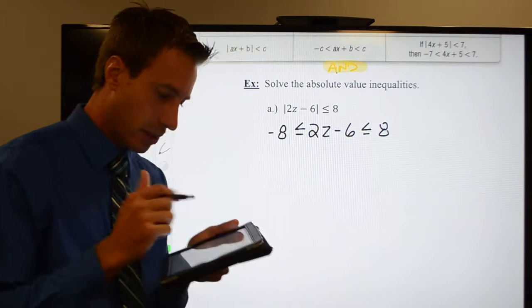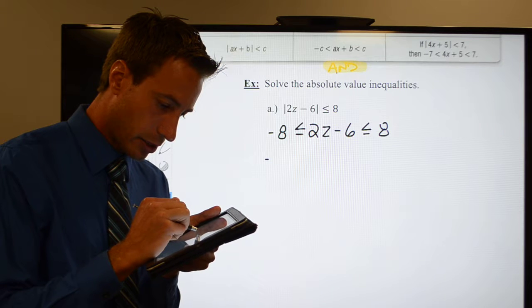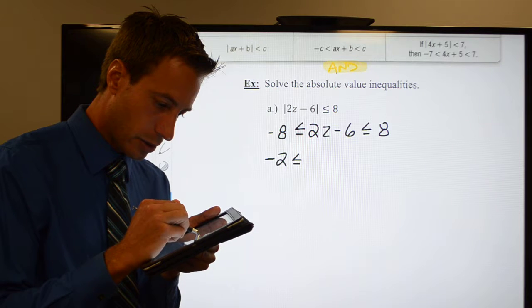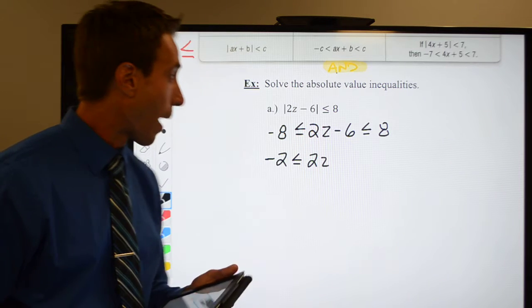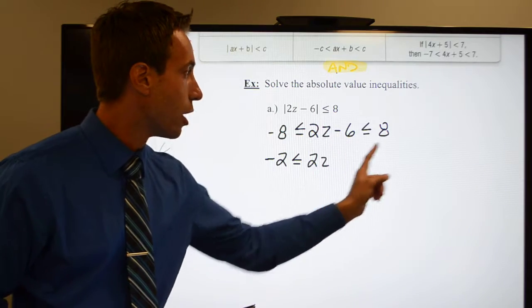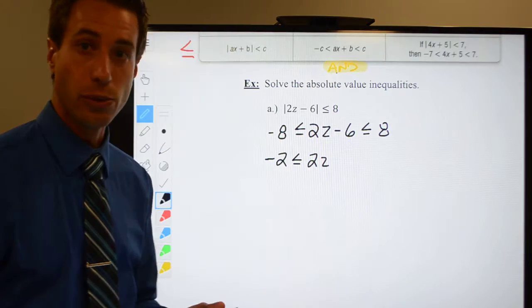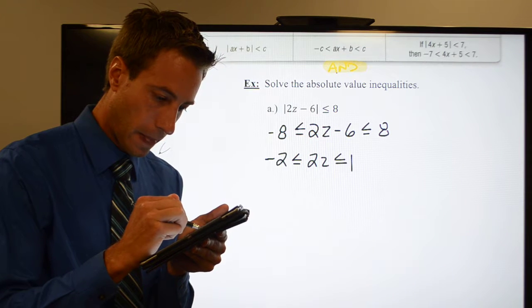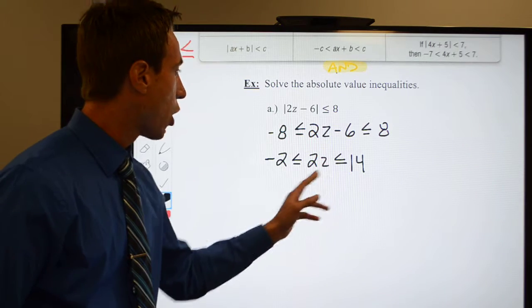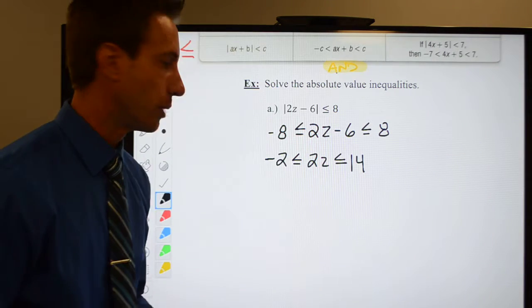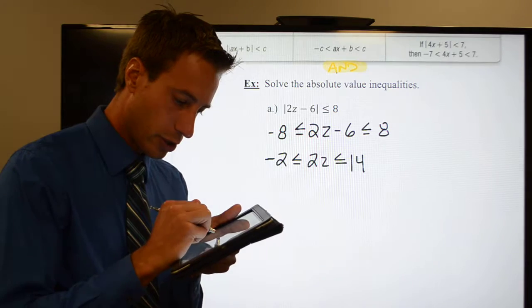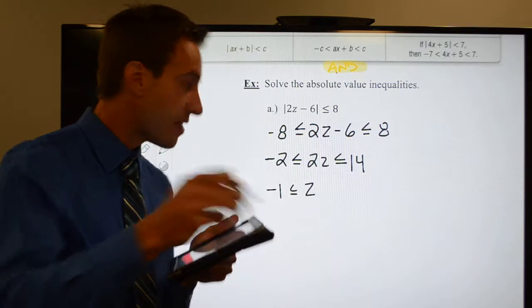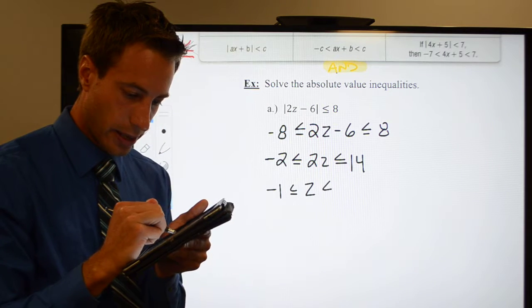A negative 8 plus 6 is going to leave me with a minus 2. Minus 2, less than or equal to 2z. Alright, and then I'm going to have a positive 8, which I'm going to add 6 to. That should give me a positive 14. Now, to get this z all by itself, I'll need to divide everybody by 2. Here we go. A negative 2 divided by 2 should leave me with a negative 1. And then 14 divided by 2 should leave me with a 7.